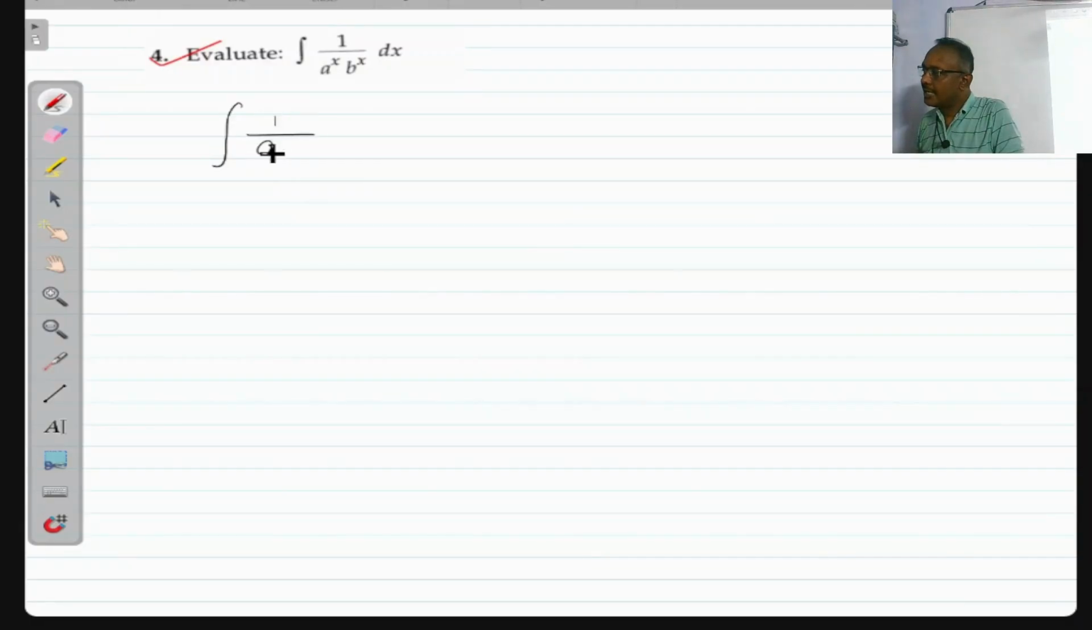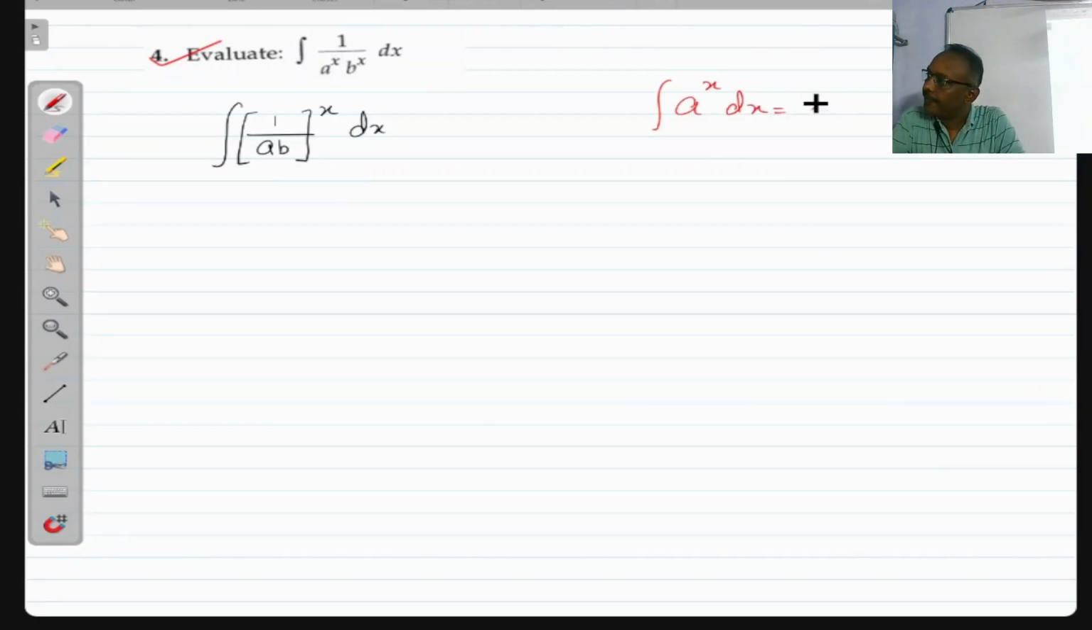Shall I write this as ab to the power x? Rather, shall I write this as ab whole power x? Don't take it to the numerator, it will become minus x then. I don't know the integral of minus x. So what is the integral when you have a constant and the power is a variable?